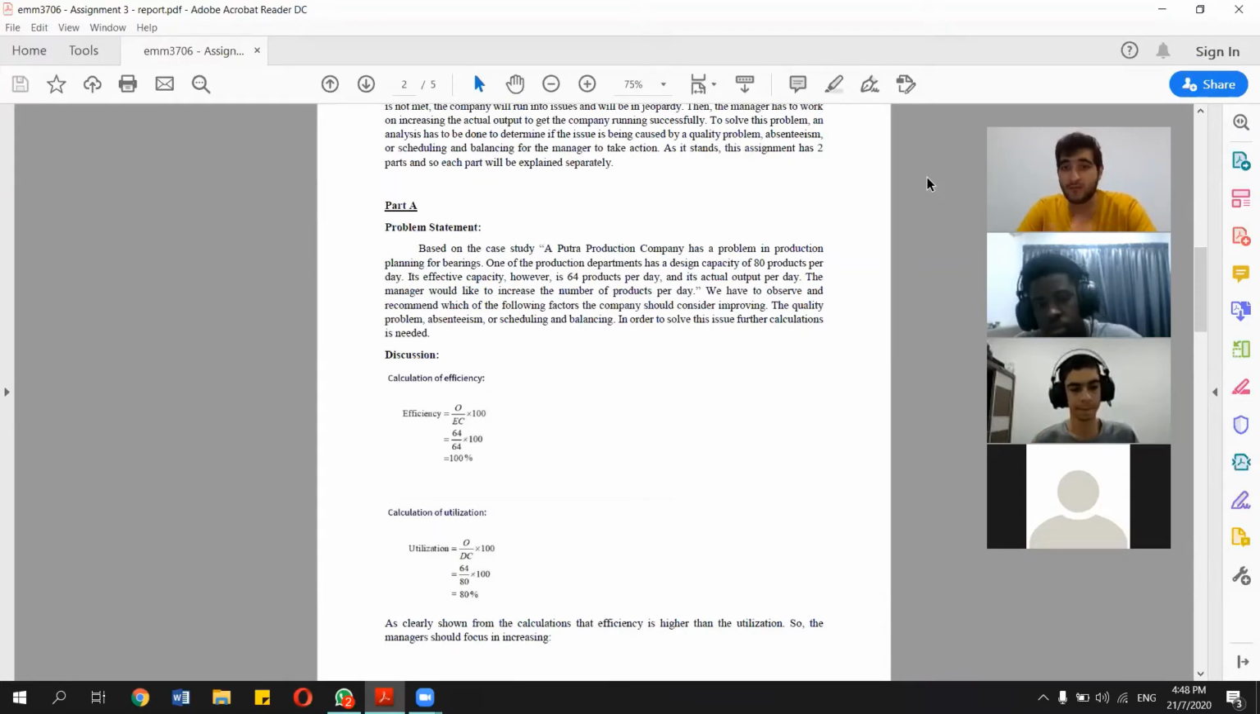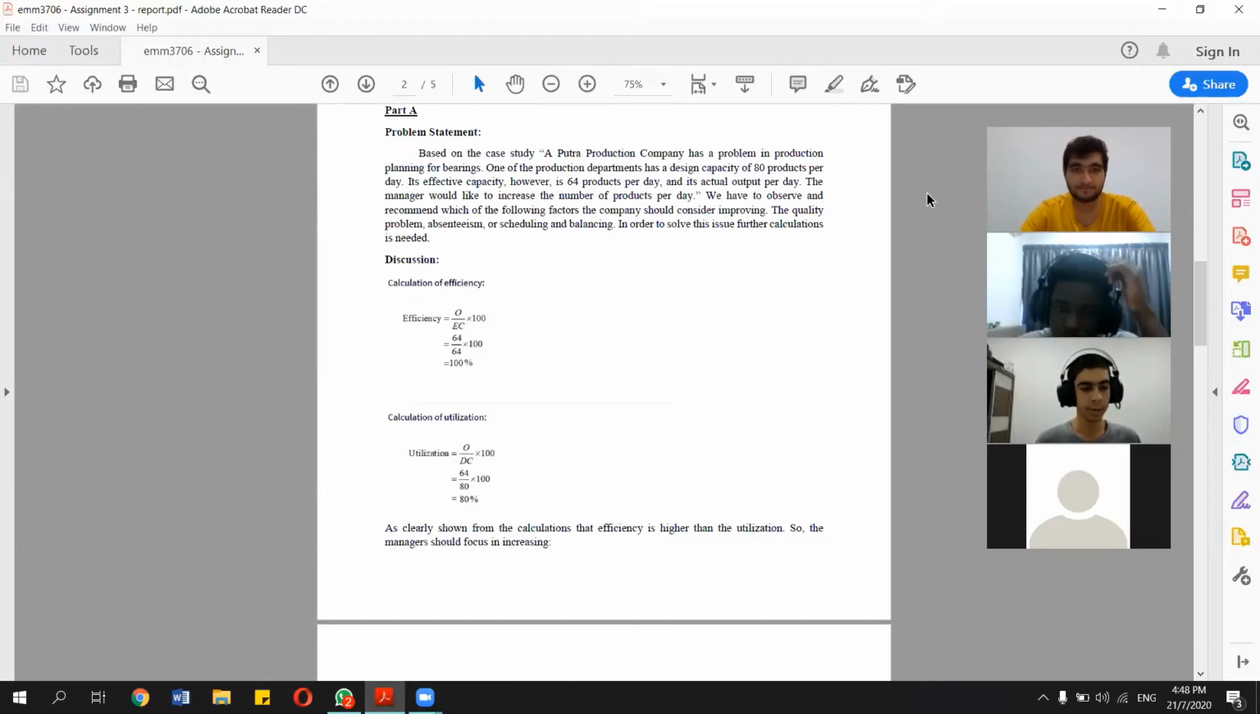So we have to analyze and observe this, which of course we need calculation for. And once we calculate, we need to determine which one of these factors is mostly affecting this company, whether it's a quality problem, absenteeism, or scheduling and balancing. In order to do this, we'll go for the discussion.